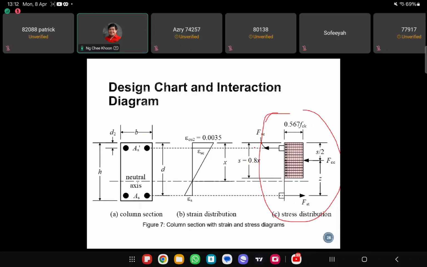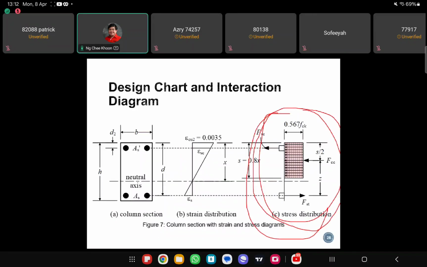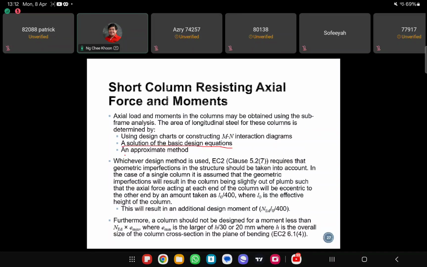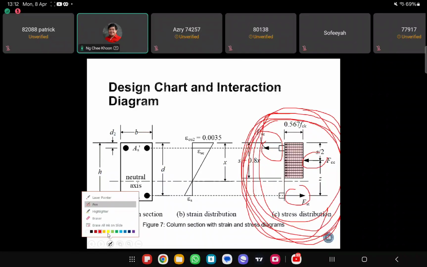Okay, so if you want to solve the design equation, this one refers to the solution of the basic design equations, right? You can calculate the force equilibrium using all these forces here, for the solution of the basic design equations, right? But in our course, we only use the design charts based on this solution of the basic equations, right?